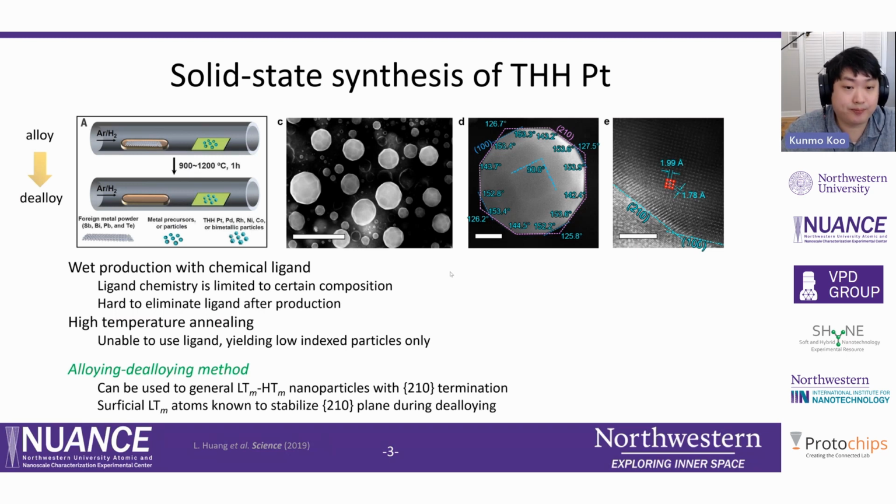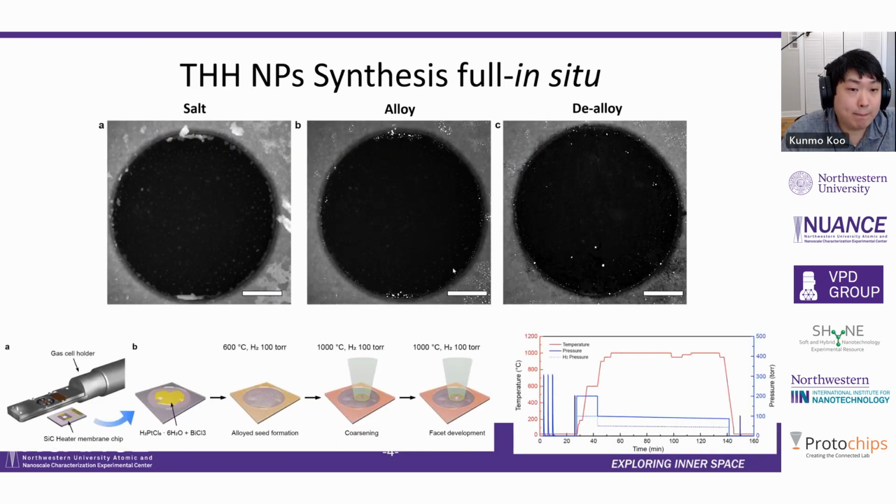We have studied the process of generating the solid-state high-index faceted nanoparticles with the Protochips Atmosphere in situ gas cell solution. Enabled with the reductive gas flow environment and the high temperature heater capability, we have simulated the full reaction condition in situ, from the salt metallic precursors to their alloyed stage at 600 degrees Celsius and de-alloying at 1000 degrees Celsius.